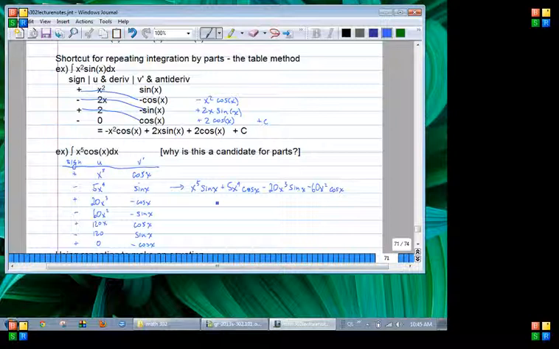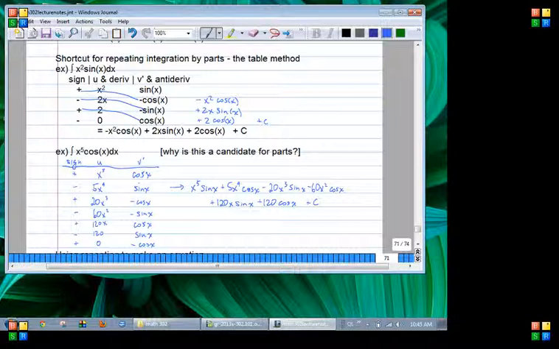Totally just ran out of room. Plus 120x sine x. Plus, yeah. Okay, and that's the answer.